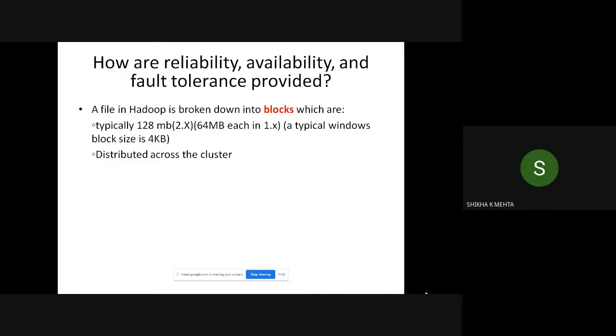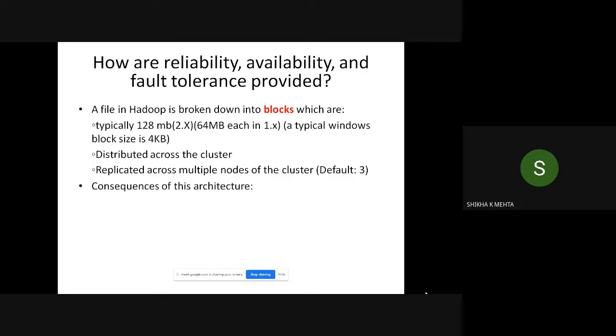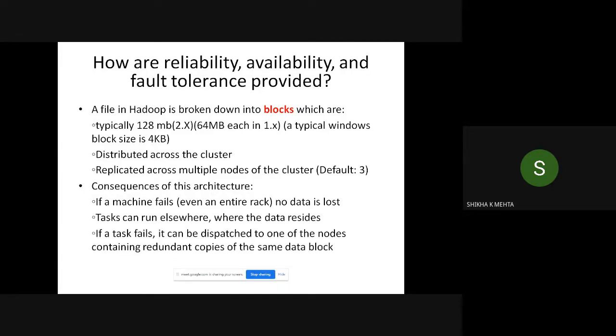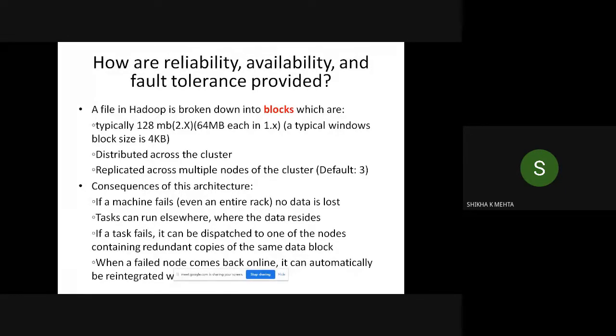It is distributed across the cluster and replicated across multiple nodes of the cluster, as the replication factor is 3. And what is the consequence? What is the resultant output of all these tasks being done by Hadoop? If a machine fails, no data is lost. Tasks can run anywhere else where the data resides. If a task fails, it can be dispatched to any of the nodes which contain redundant copies of the same data block.